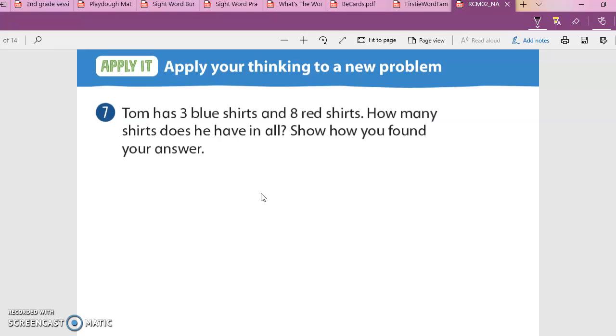So using the strategy that you said that you liked best, I want you to try to solve this problem. Tom has 3 blue shirts and 8 red shirts. How many shirts does he have in all? Show how you found your answer.